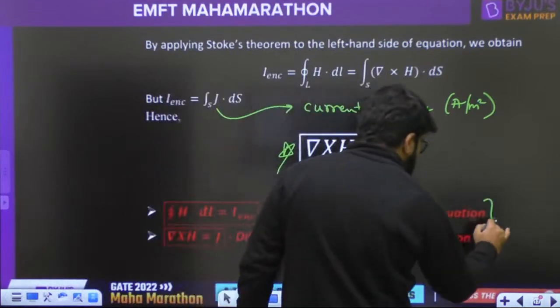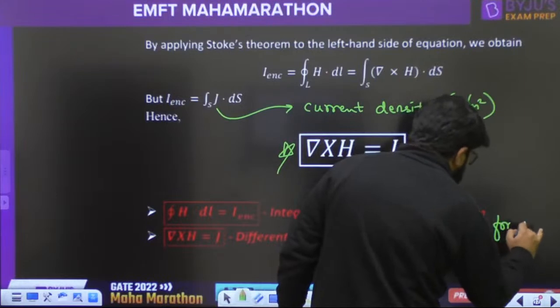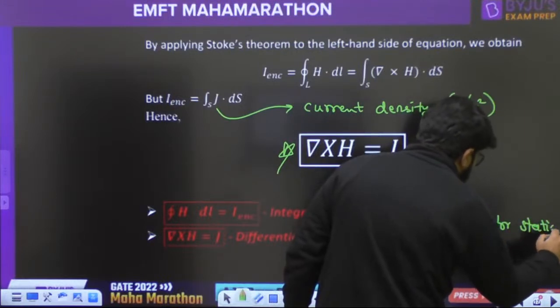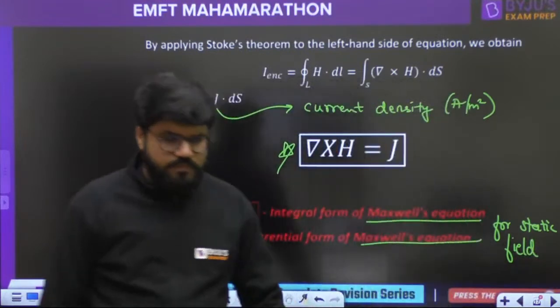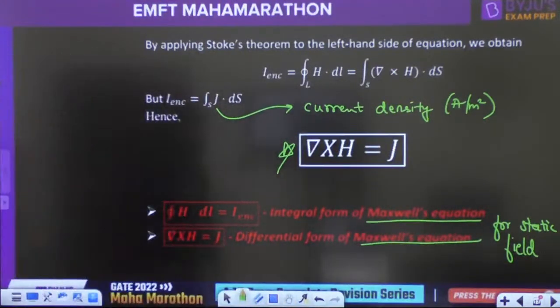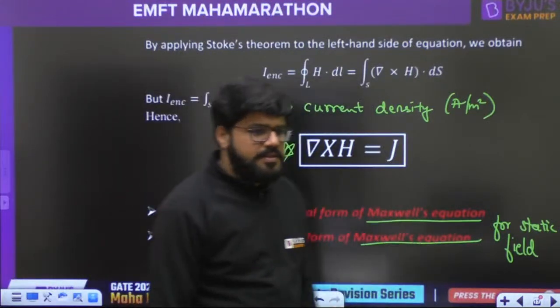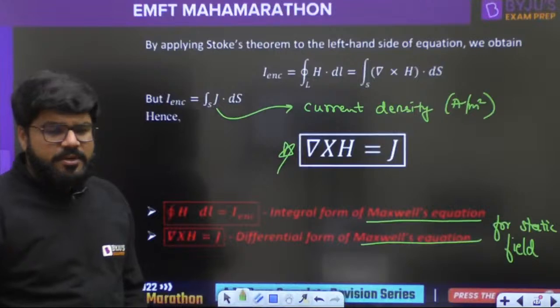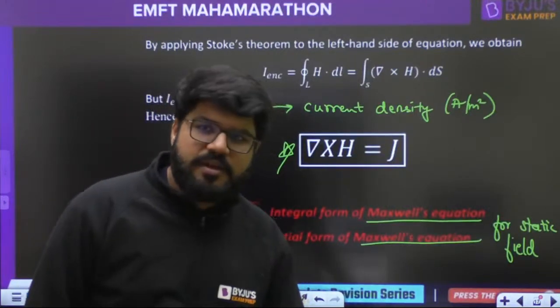Which Maxwell equation? The Maxwell equation referred to here is the Maxwell equation for static field. For time varying fields, it changes a little bit. So one more Maxwell's equation is there. We will summarize all Maxwell's equations at the end, once for static fields, once for the time varying fields.